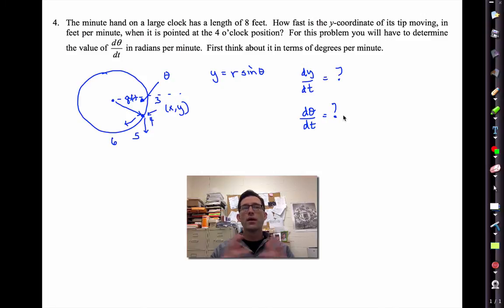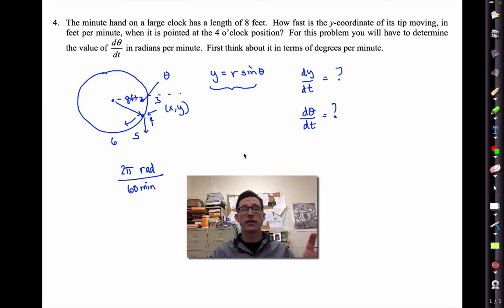All right. Well, there's lots of different ways to go about it. It says first think about it in terms of degrees per minute. I don't think we even need to do that, quite frankly. I'm fairly certain that the minute hand is going to complete 2π radians in 60 minutes. Fairly certain about it.